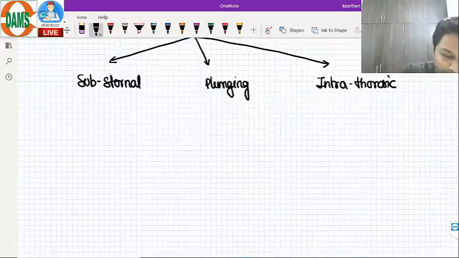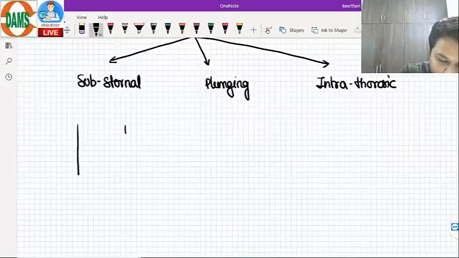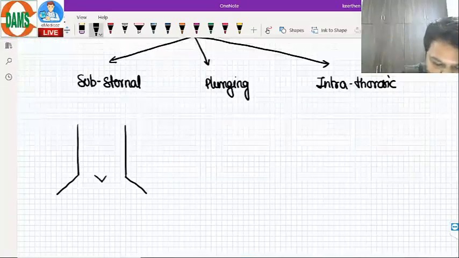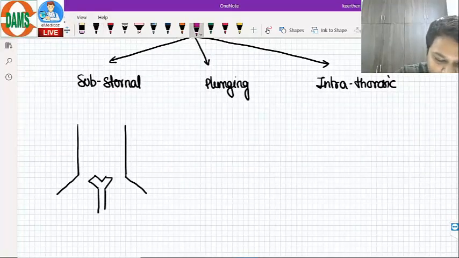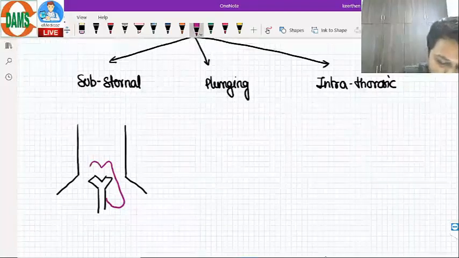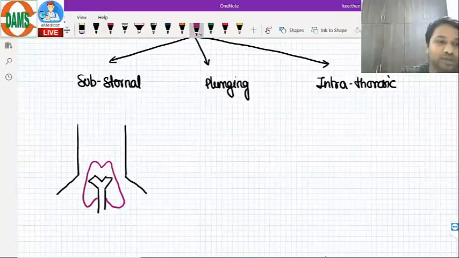Now, what do you mean by substernal goiter? In a patient with substernal goiter, you will be able to appreciate the swelling in the cervical region, but only the superior pole is appreciable. The rest of the gland is sunk downwards.